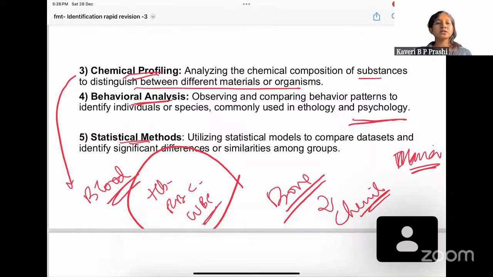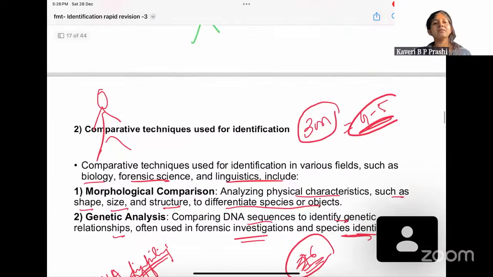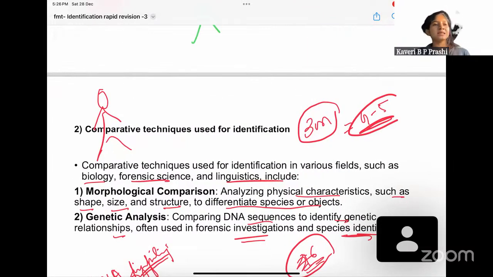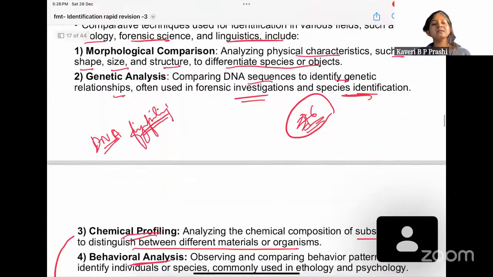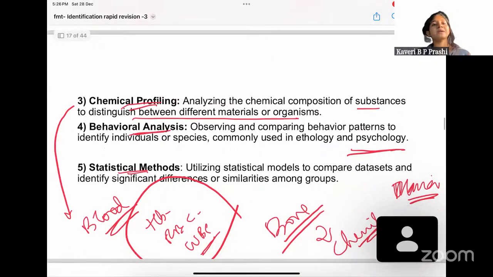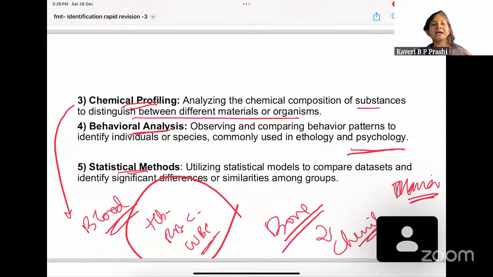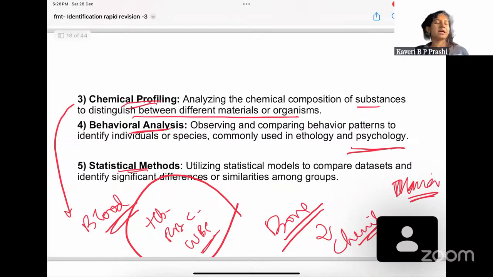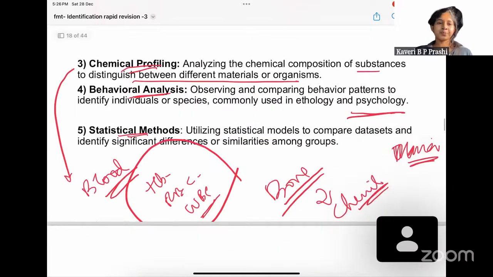So coming to this question, which are the comparative techniques? Number one, morphological comparison. Then we have genetic analysis. Then we have chemical profiling. Then we have behavioral analysis. And the last one is statistical method. Okay, so this is a little difficult question, I might rather say. So if you have just mentioned these terms also, you're going to get good marks. If you can write 1 or 2 points about these, more good for you.